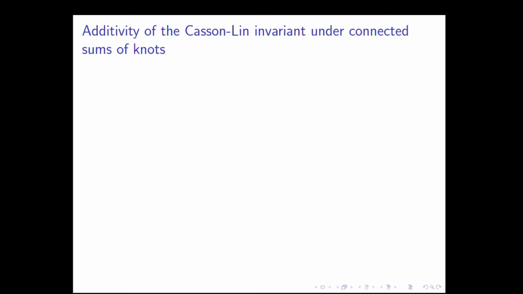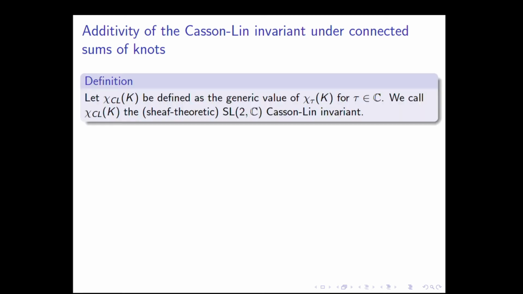Another property one might consider is how the invariant behaves under taking connected sums of knots. For instance, one might hope that HP of a connected sum is just the direct sum of HP of the summands. But this will not be true. What is true, what we show, is an additivity at the level of Euler characteristics.